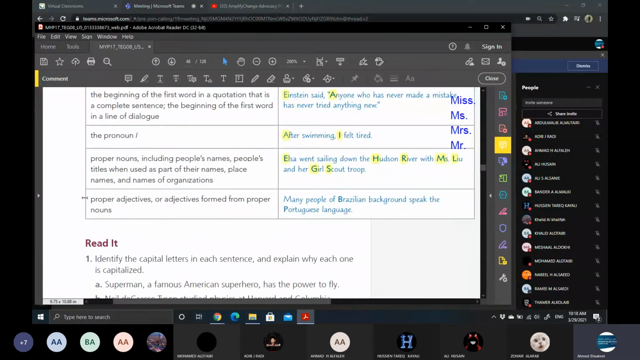And later we have also the proper adjectives that must be capitalized, like many people of Brazilian background speak the Portuguese language. So we have Brazilian and Portuguese. Both of them are proper adjectives. And of course, the M at the beginning of the sentence.